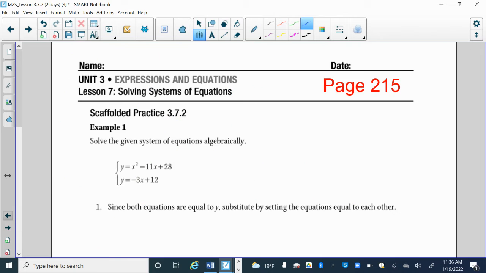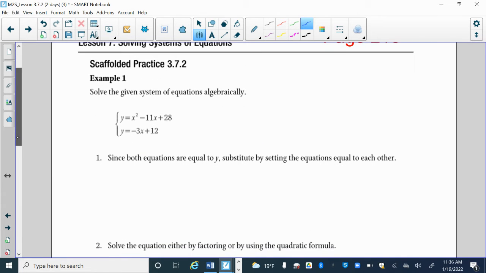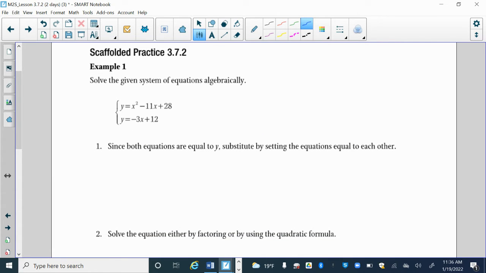Okay, so if we go to example 1, it says solve the given system of equations algebraically. I'm going to use the same steps as what we did with a linear system, but now we have a quadratic function involved. So we have y equals x squared minus 11x plus 28, and y equals negative 3x plus 12. We did problems like this yesterday. We just didn't see an x squared term in there. Okay, so we can still substitute.